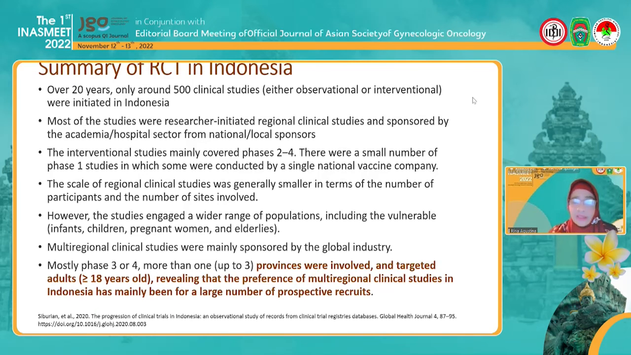So these are just a summary of the RCTs in Indonesia with some additional information. For example, there are more phase 3 and 4 trials in Indonesia than phase 1, which involve many provinces and target mostly adults, revealing that the preference for multi-regional clinical studies in Indonesia has mainly been for a large number of prospective recruits. As I mentioned earlier, a wide range of population are there, including also the vulnerable groups: infants, children, pregnant women, and elders.